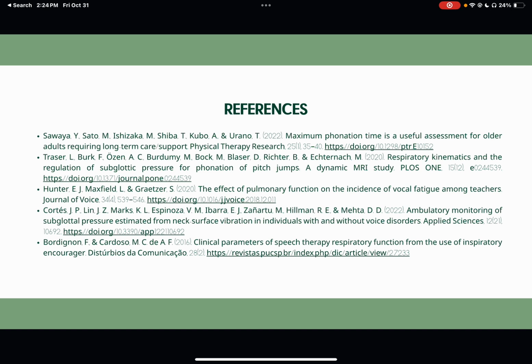And here are my references. They're all peer-reviewed and were referenced throughout my presentation. They support the use of each tool and show how respiratory assessments inform speech language pathology practice.